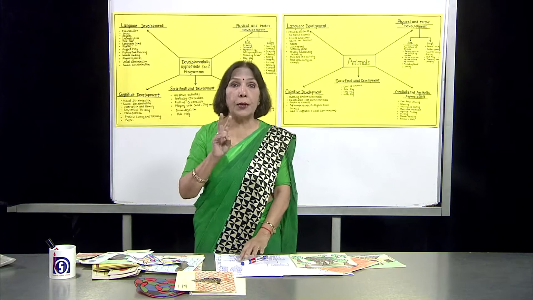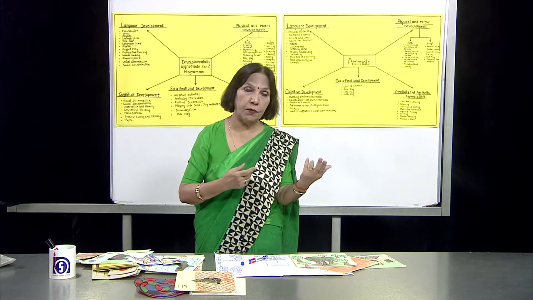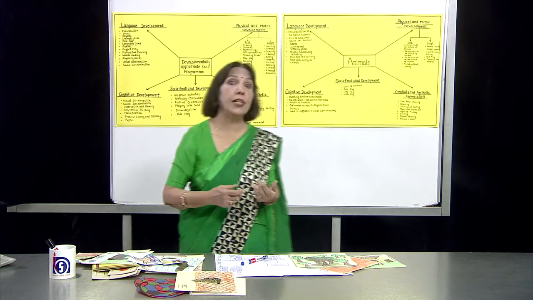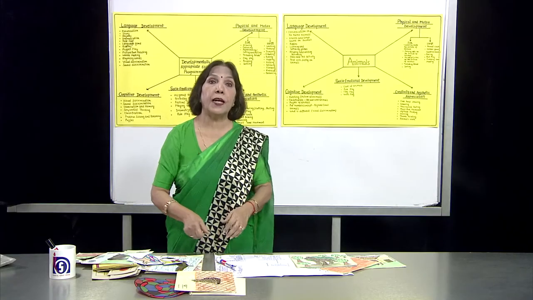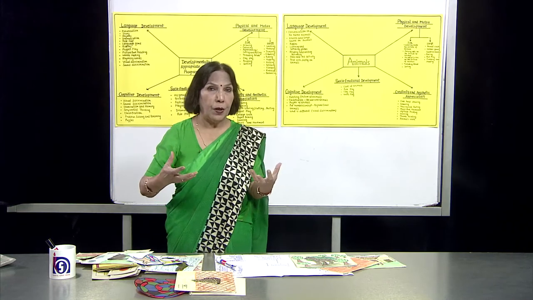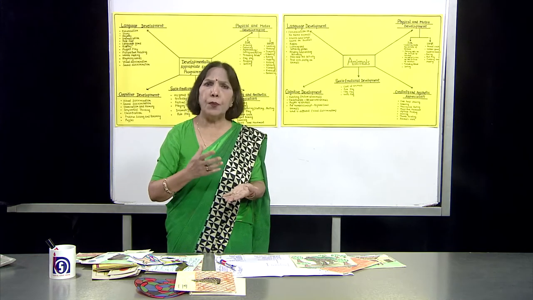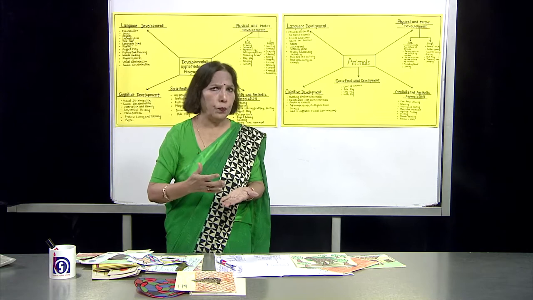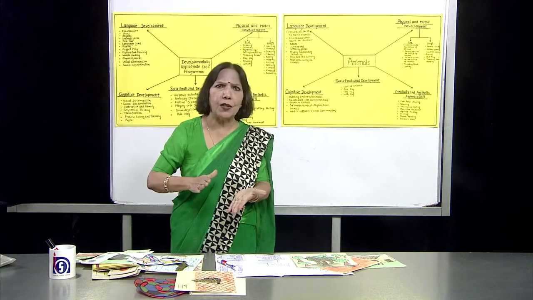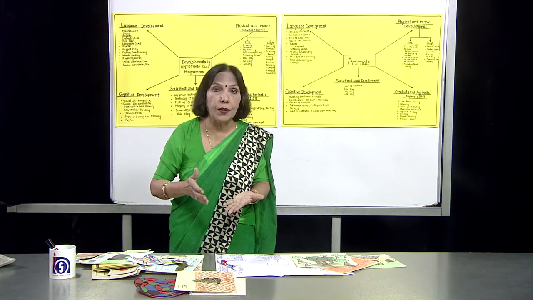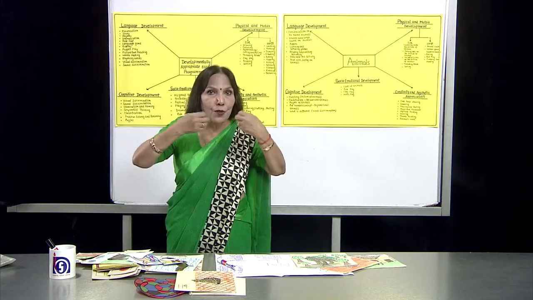All of us have two types of emotions. One is negative emotions and the second one is positive emotions. When you give them sand, clay and water, these are very good activities for emotional development. Because you ask them to make something with clay. What do children do? They just do like this with clay. So what are they doing? They are satisfying their negative emotions. So all negative emotions are coming out.